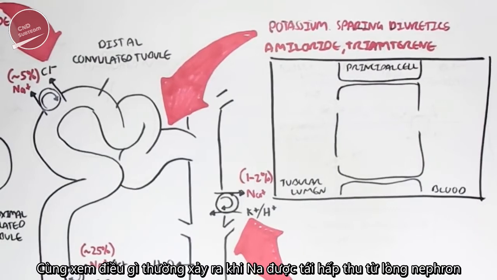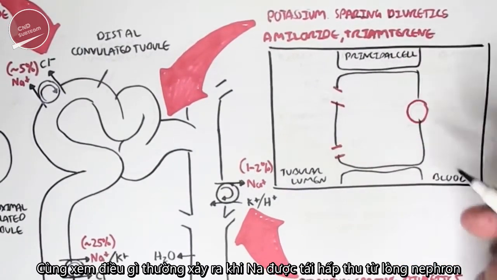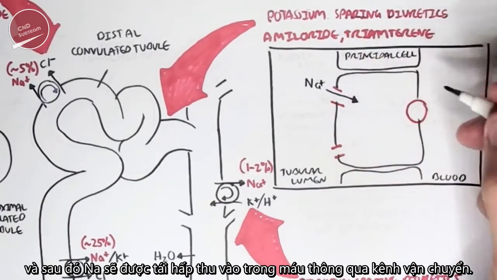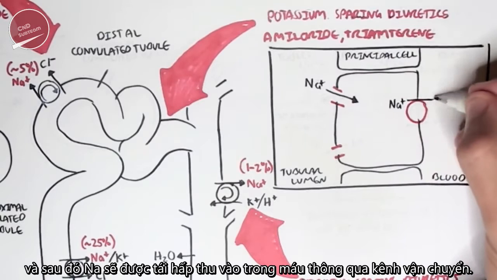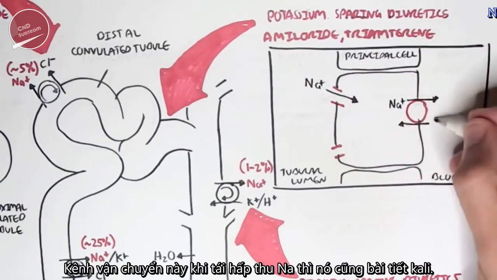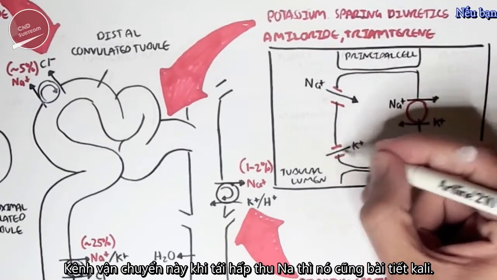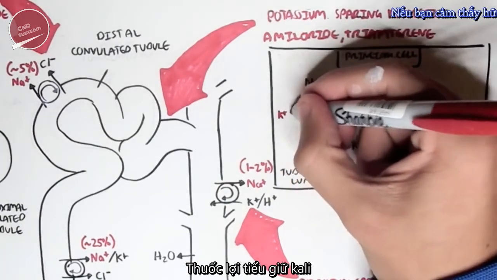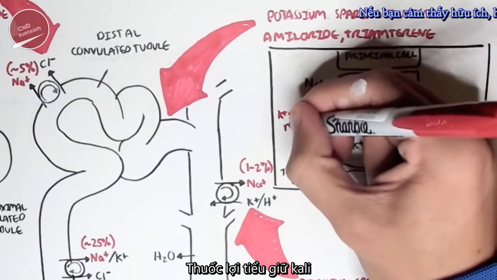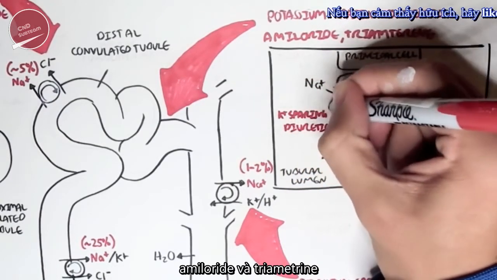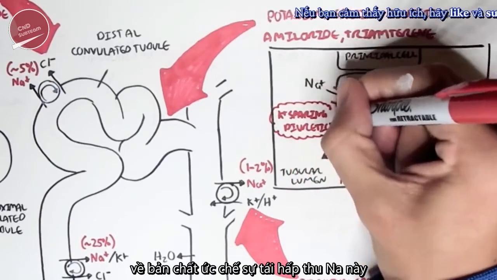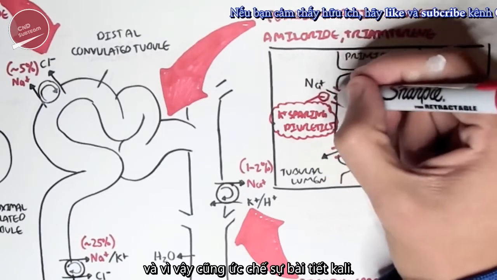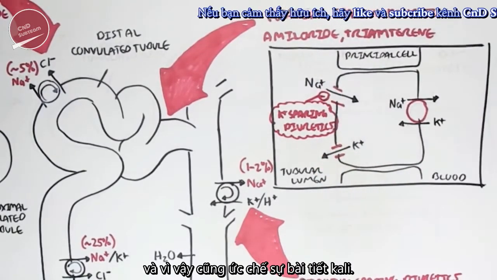Normally, let's look at what happens normally. Normally, sodium is reabsorbed from the lumen of the nephron, and then sodium will be reabsorbed into the blood through a transporter. This transporter, when it reabsorbs sodium, it excretes potassium. Potassium is then excreted into the tubular lumen. The potassium-sparing diuretics, amiloride and triamterene, essentially inhibit this sodium reabsorption, and as well as inhibit potassium excretion.